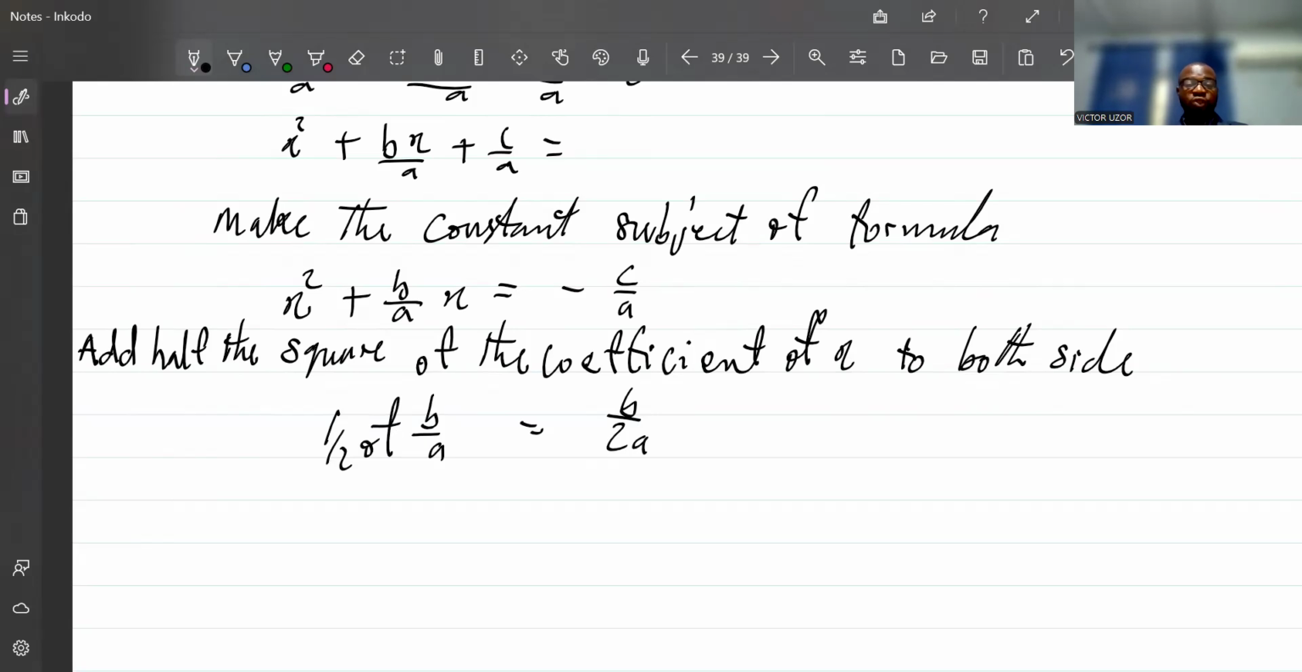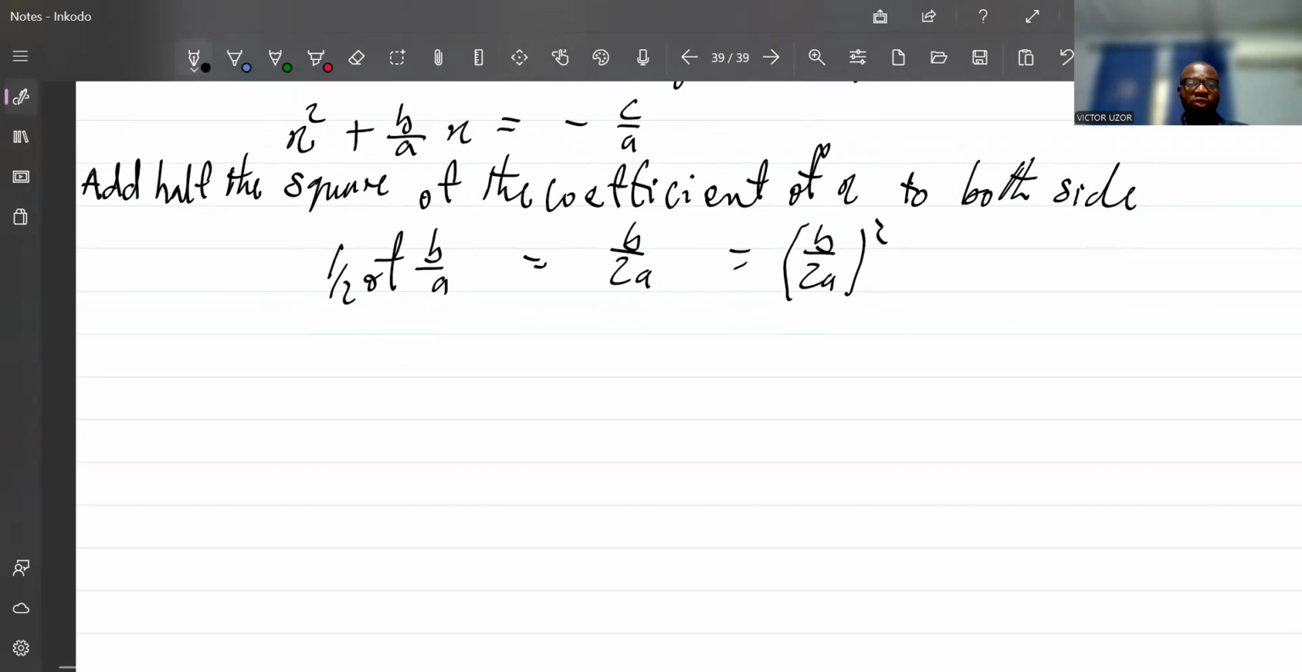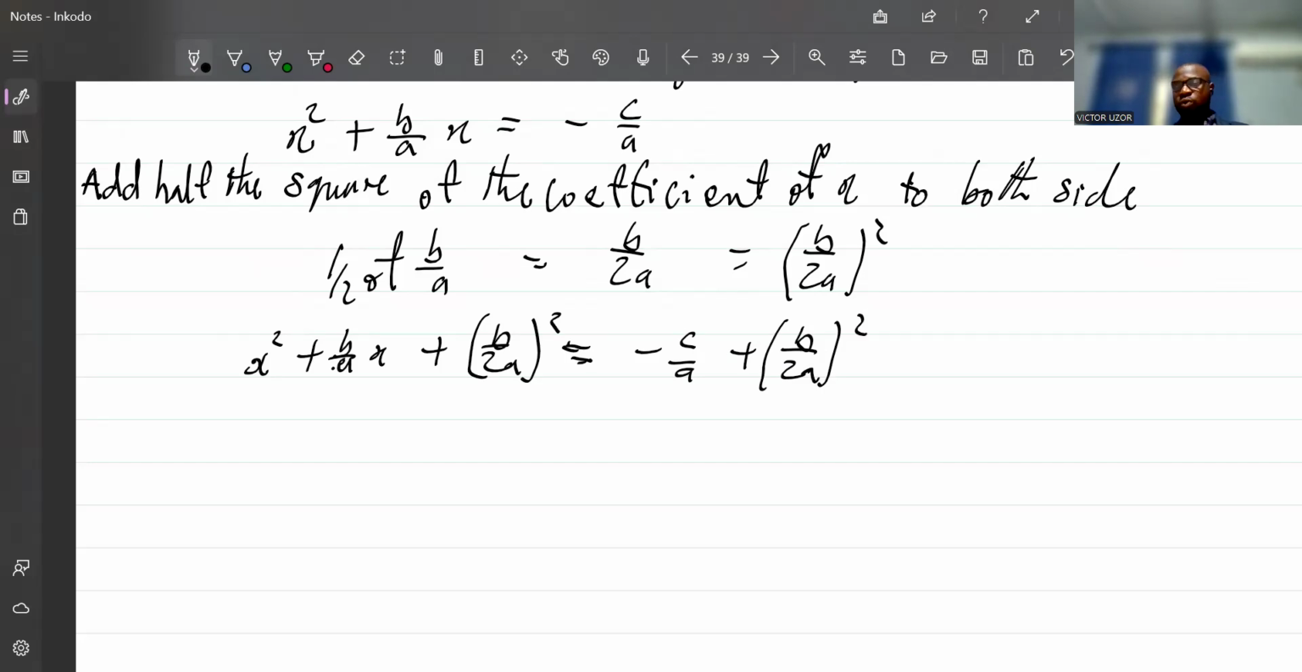Then if you square it, that's going to be b over 2a squared. So this is what you are going to add to both sides. If I add it to both sides, I will have x squared plus b over a x, then plus b over 2a squared, is equal to negative c over a plus b over 2a squared. So that is the next step.